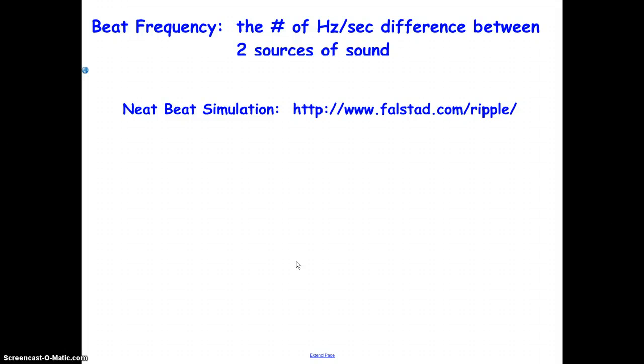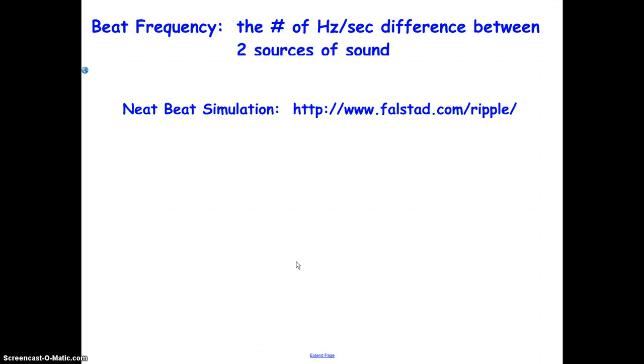I'm going to show you a neat simulation here in a moment, but essentially, if you have one source of sound at a known frequency, and you have a second source of sound that's at a slightly different frequency, what you will hear is beats, and music students know this. This is how you know whether you're in tune or not with another instrument.